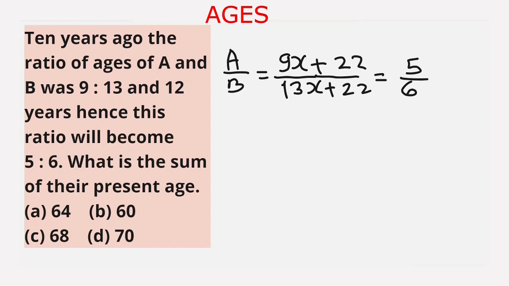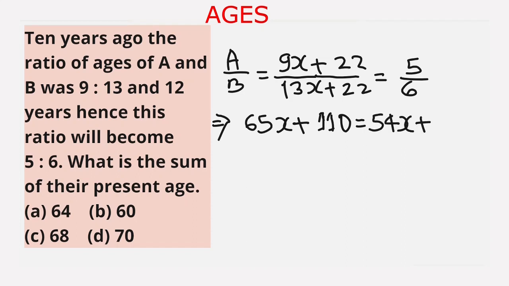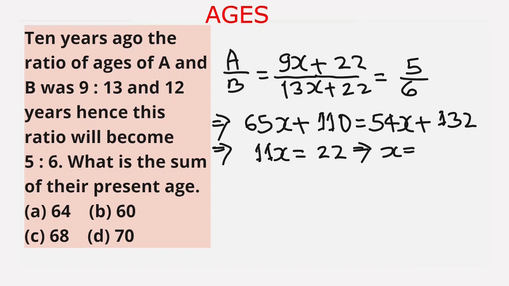So by cross multiplication, we get 13x times 5 is 65x, plus 22 times 5 is 110, equal to 9x times 6 is 54x, plus 22 times 6 is 132. By transferring 54x towards left hand side and by transferring 110 towards right hand side, we get 65x minus 54x is 11x, equal to 132 minus 110 is 22. This gives value of x equal to 2.